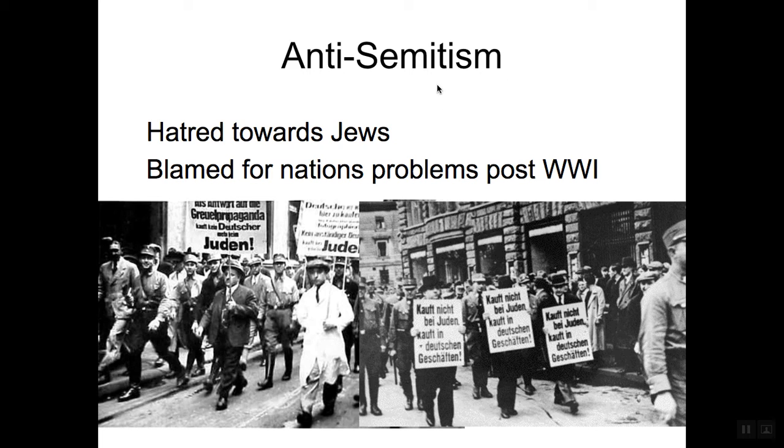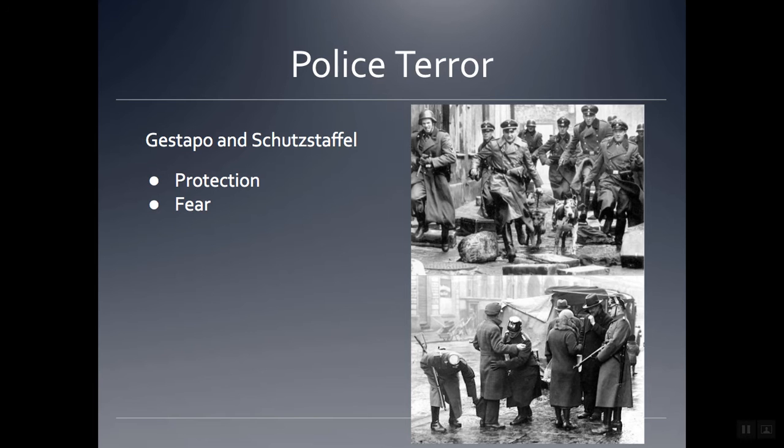Anti-Semitism is just the word for hatred towards Jews. And like I said, people in Germany were looking for someone to blame, and they blamed the Jews for Germany's problems post World War I. So let's talk about the four methods of control. You had police terror, which obviously we've talked about before. Hitler used two specific police forces. He had his Gestapo and he had his Schutzstaffel.